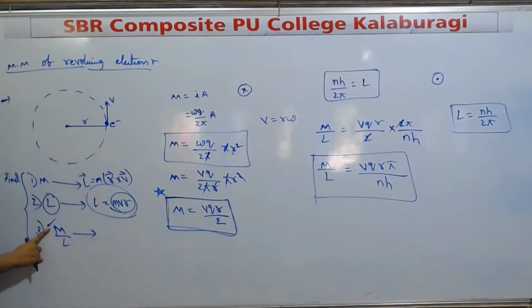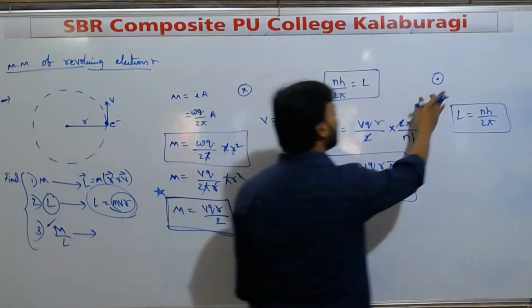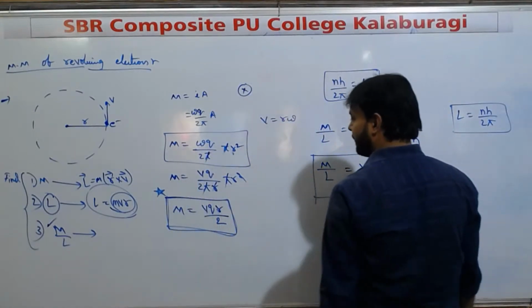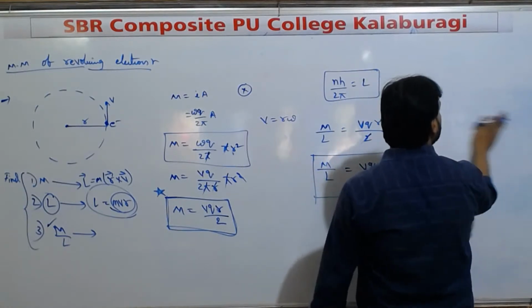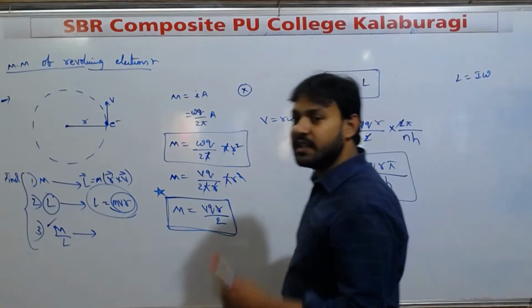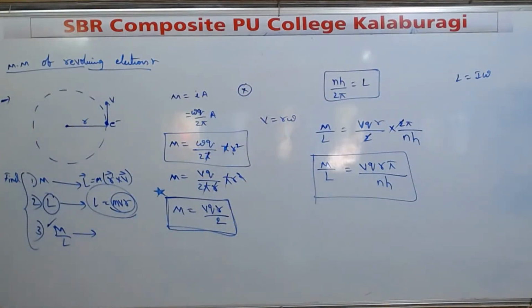So what is M? That is VQR by 2. What is angular momentum? It is NH by 2 pi. One more way of writing angular momentum. So angular momentum, another formula: can I write it as I omega? Yes or no? In terms of this, I am trying to write. That is also okay. But still one more form.